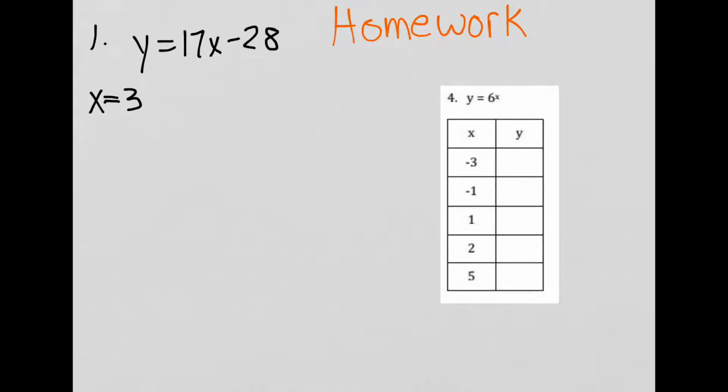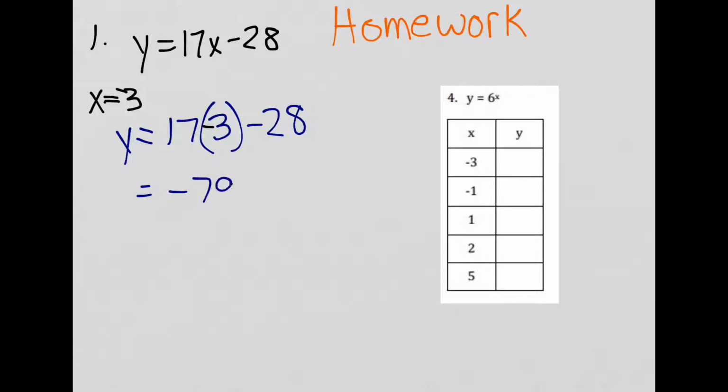So I'm not going to do the entire table for the very first one, but I'm just going to show you how it would look. You're going to say y equals 17, but instead of x, it's going to be 3 minus 28. And then you calculate what that is. Oh, my bad, that's a negative 3. Sorry, roll it back. Negative 3. Okay, so 17 times negative 3 and then minus 28, and you should get for your answer negative 79.